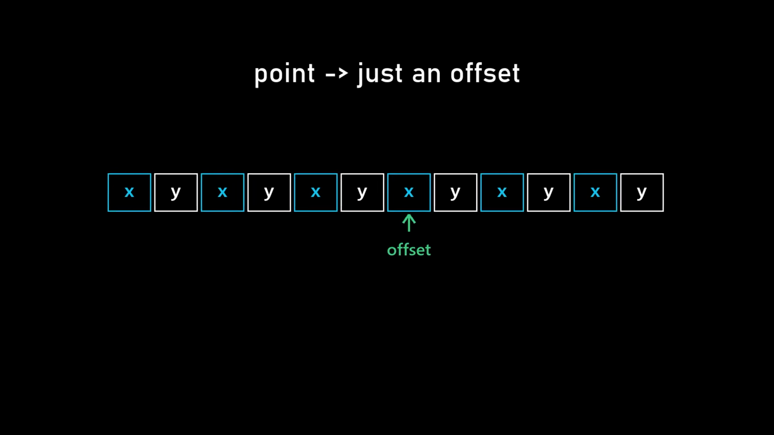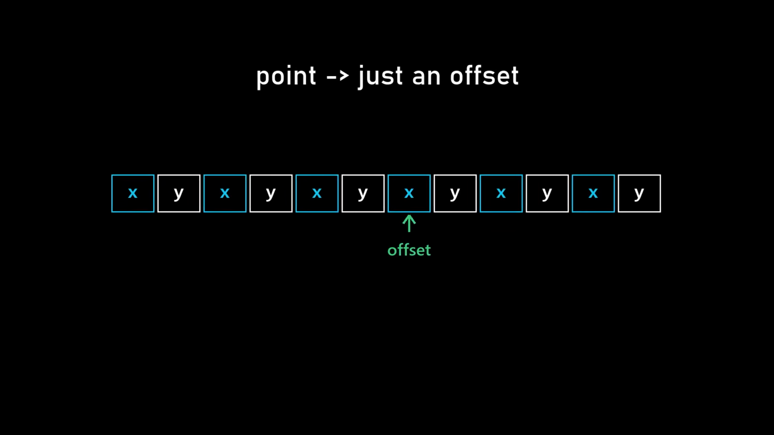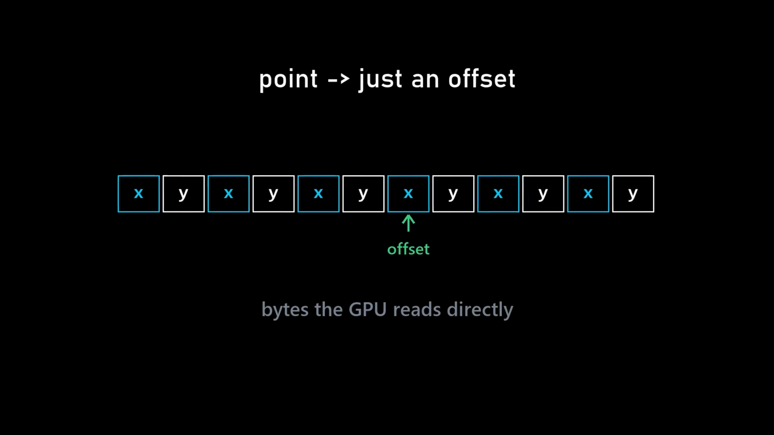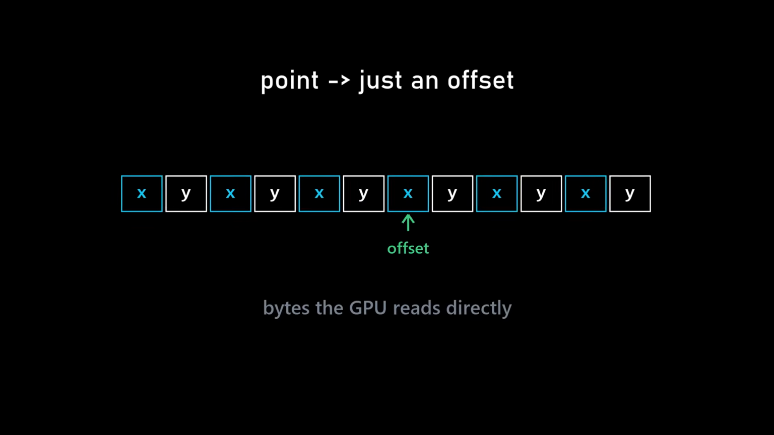And here's the wild part. The point as a thing in your code, it disappears. There's no point object anymore. There's just an offset. A position in a strip of bytes that the GPU reads directly.